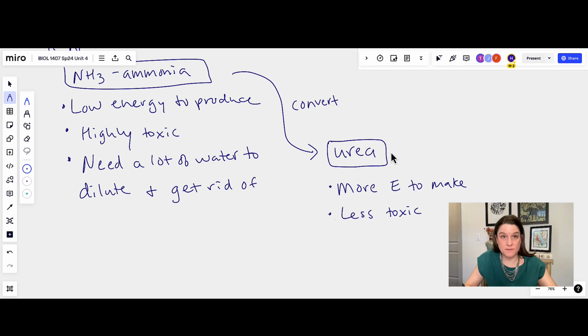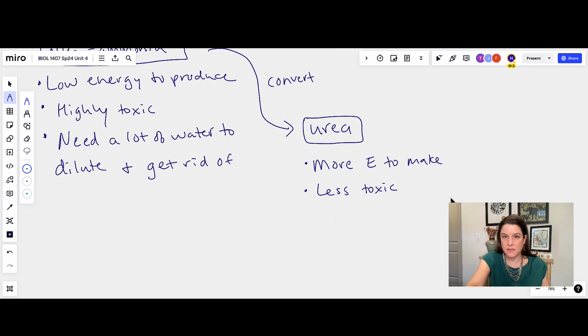This is what we have. Our ammonia is converted into urea. That's what comes out in urine as your nitrogenous waste, along with excess water for us and salts like ions. Less toxic, which means you lose less water.